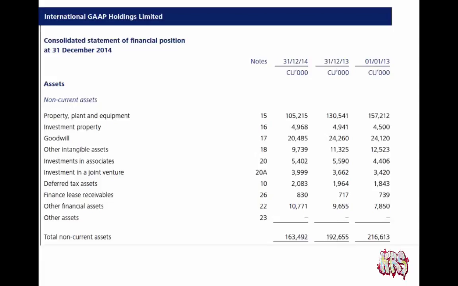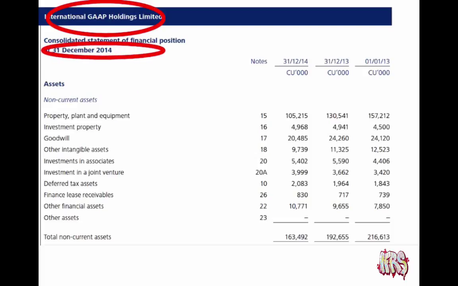IAS 1 requires that the name of the reporting entity, whether the financial statements are of a group or an individual company, the reporting period, the presentation currency, and the level of rounding must be disclosed and displayed prominently.